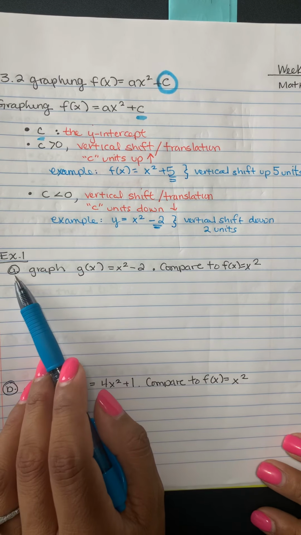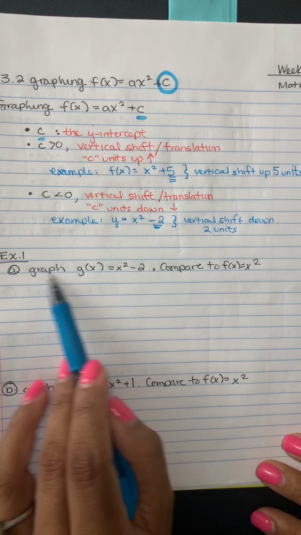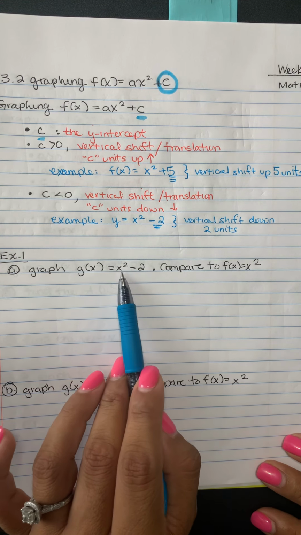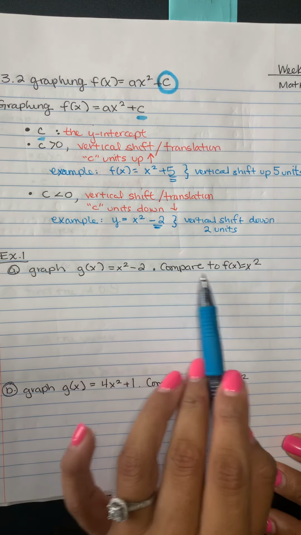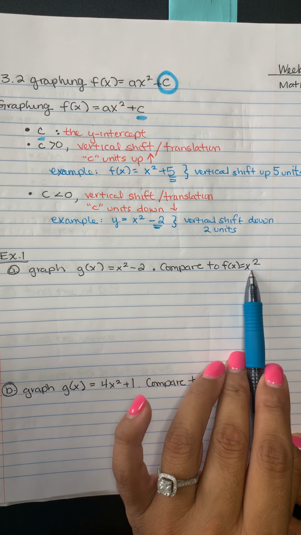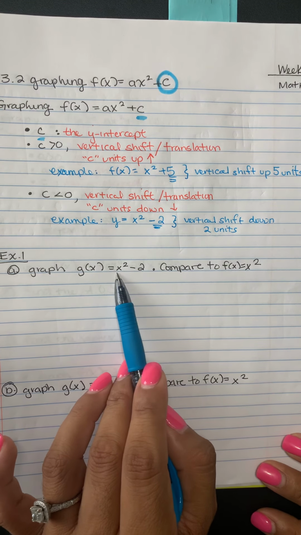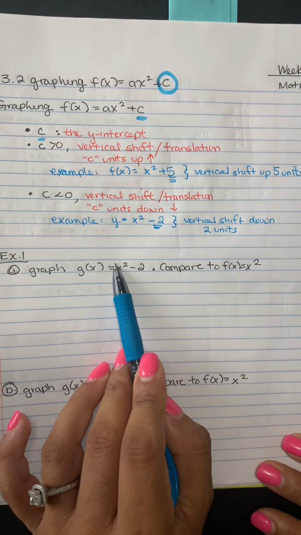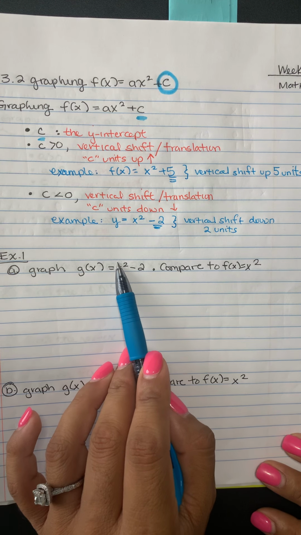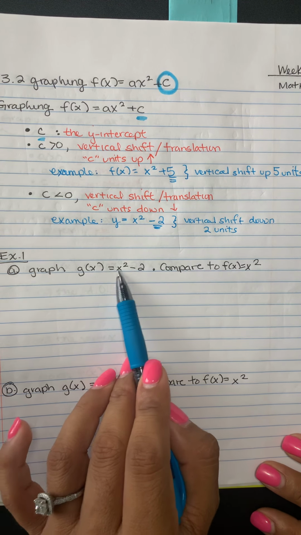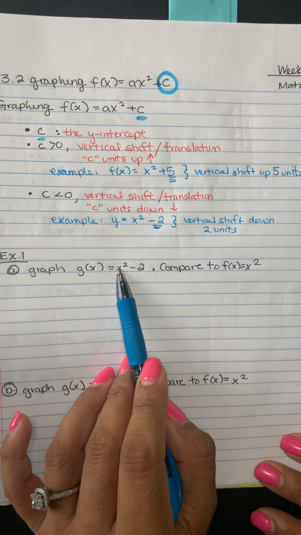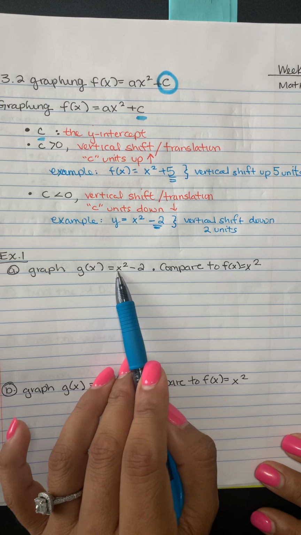Okay, so let's talk about example 1. We are going to graph g of x equals x squared minus 2. Compare it to f of x equals x squared. Now, a is 1. There's no negative, so we know that it's going to be opening up. The graph should be opening up.